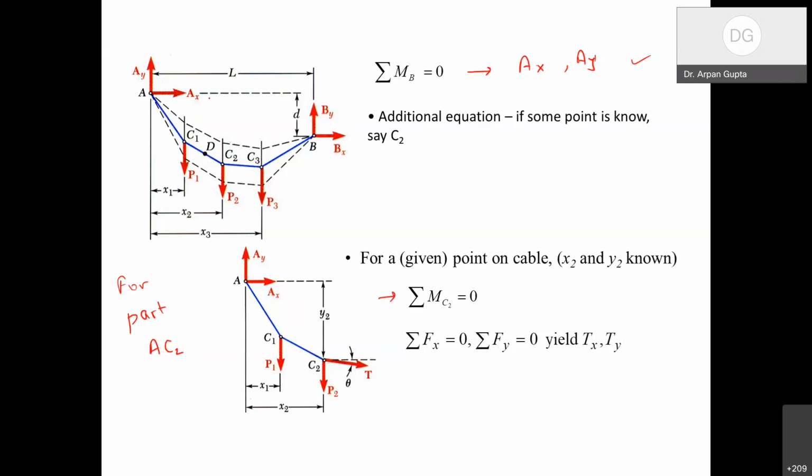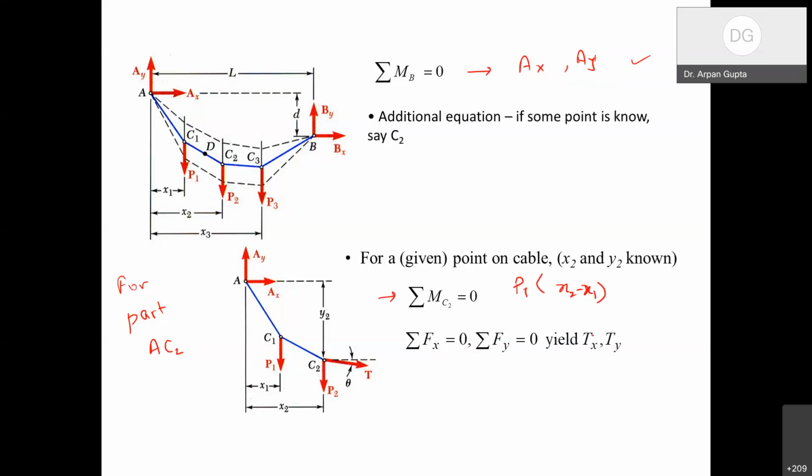So now I cut a section here at C2, and then I analyze the part A, C1, C2, right? This is drawn here. If I write the equation, summation of moment about this point is equal to 0, what I'll get is P1 times (x2 minus x1).